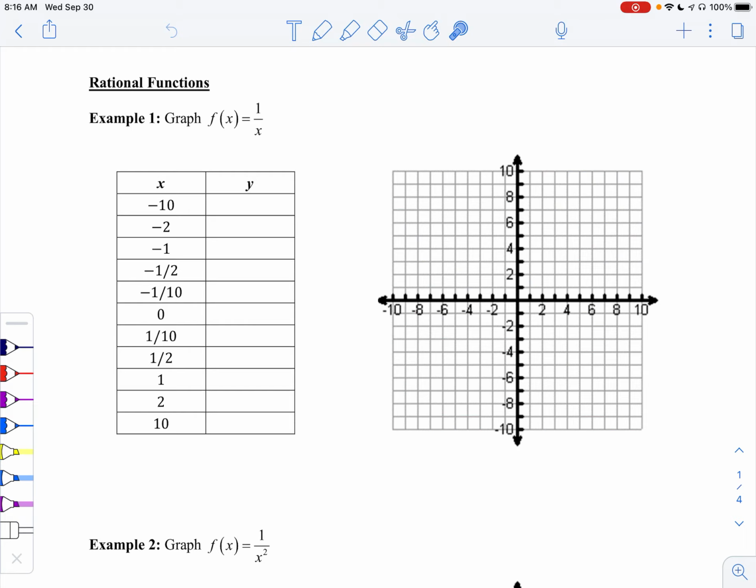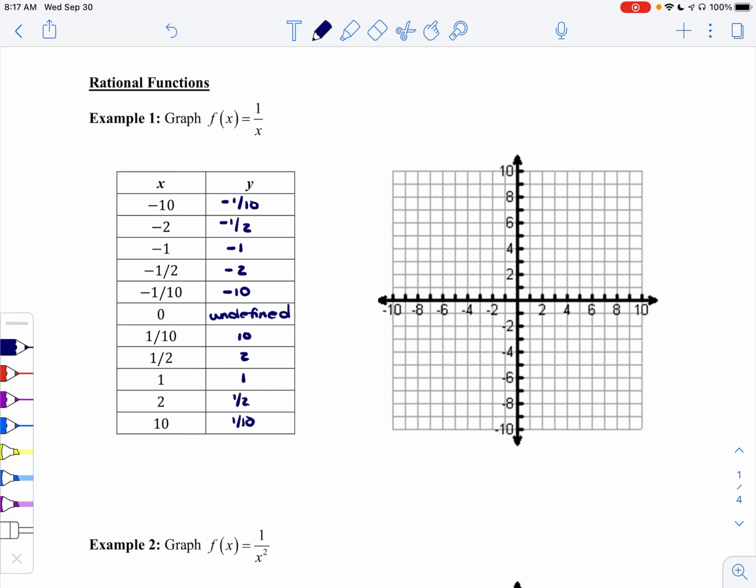So what this function does, the 1 over x, is it just takes the reciprocal of every value that we plug in. So I've picked out some x values in advance, and our y's are just going to be the reciprocals of each of those numbers. Now, careful here when you get to the 0. So 1 divided by 0, remember, is undefined. So our function is undefined at 0. Okay, we've got our table of values.